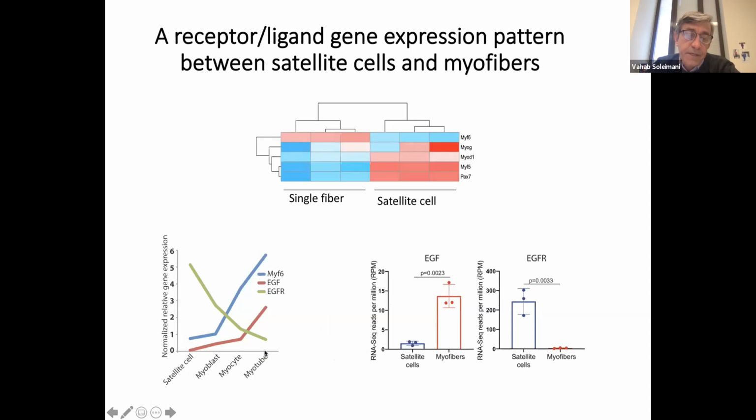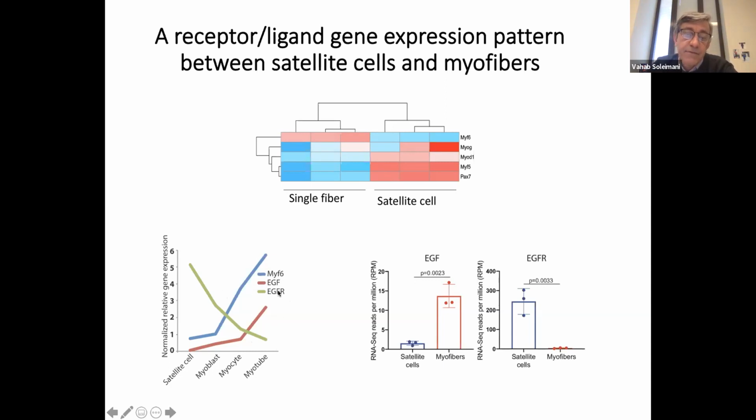And then myotubes. So for example, if you look at EGF, the epidermal growth factor, it actually comes up. It's not expressed in satellite cells, but as you differentiate these satellite cells into this multinucleated structure, myotubes, then you see an upregulation of EGF. That upregulation quite nicely corresponds with, obviously, upregulation of MIF6.